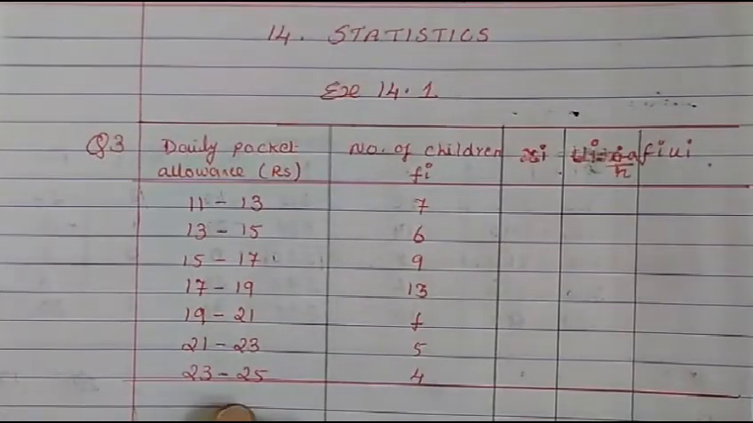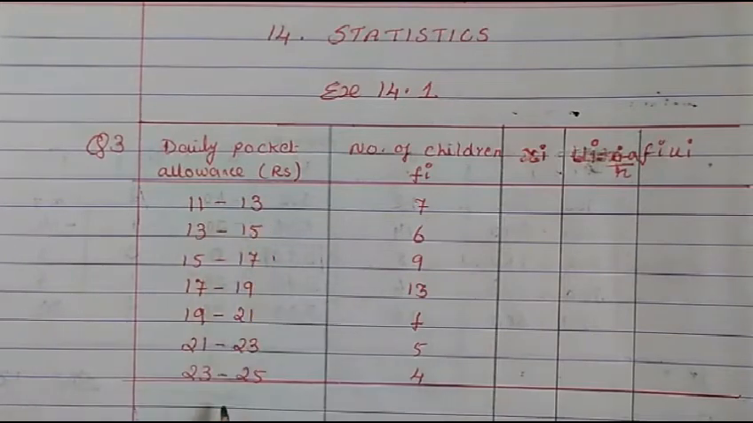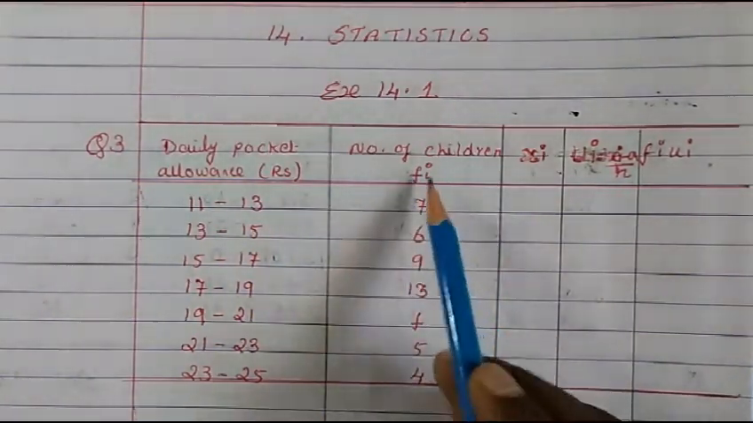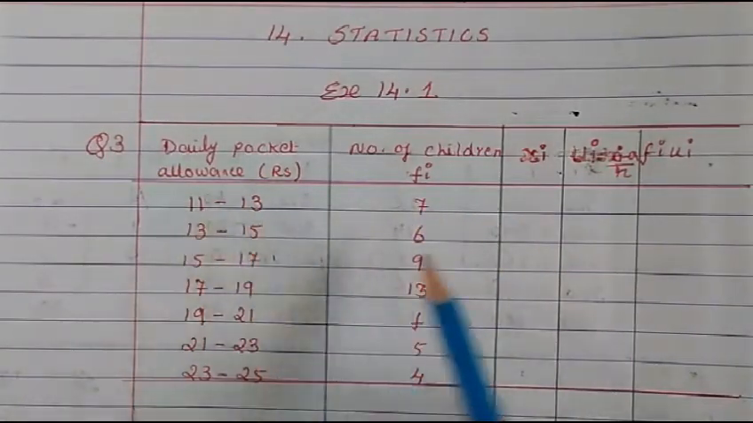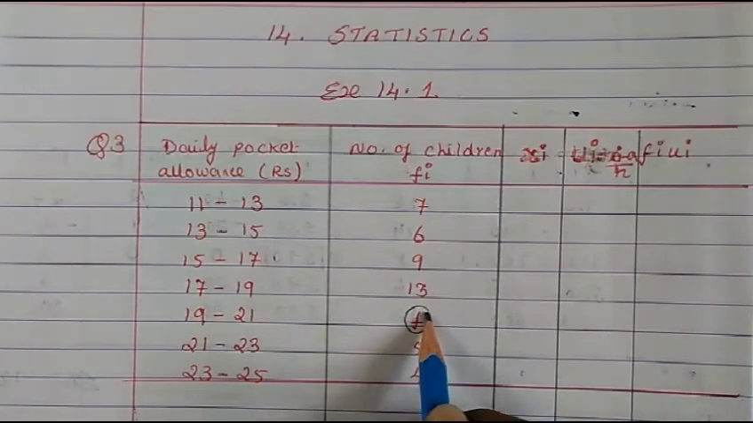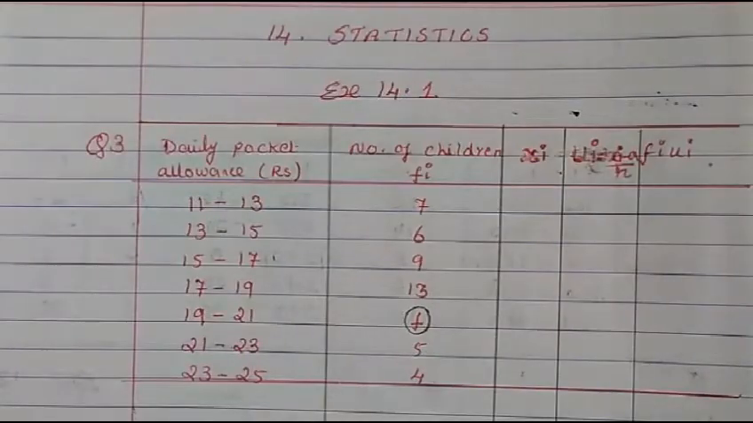So I have written down the question here. The daily pocket allowance, what is given to us, I have written down. The number of children is fi, so I have written down fi, which means frequency. So 7 children are getting pocket money within this range. What we have to do is find the f value. How many children are getting between 19 to 21? So I am going with the step deviation method.